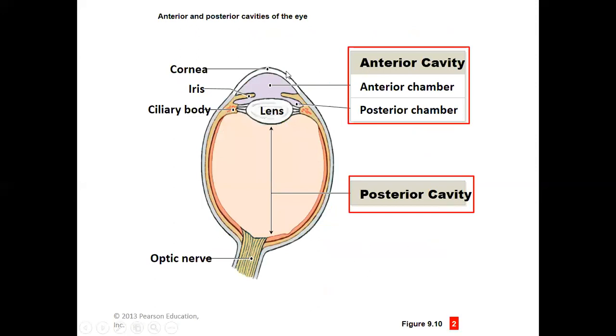Let's take a look. Here's the cornea. From the lens to the cornea is the anterior cavity. There's aqueous humor in here. And behind the lens, all the way to the retina, is the posterior cavity. So this is a space where there's vitreous humor, or the vitreous body, that gelatinous-like substance.